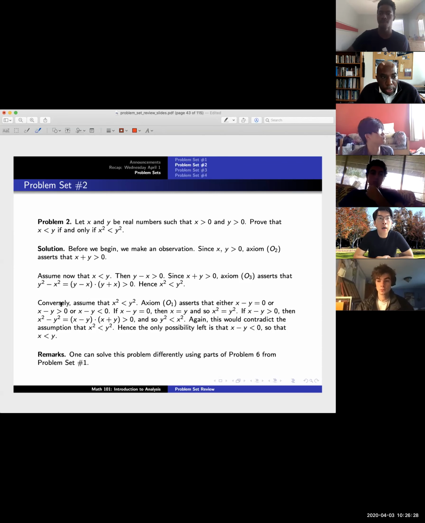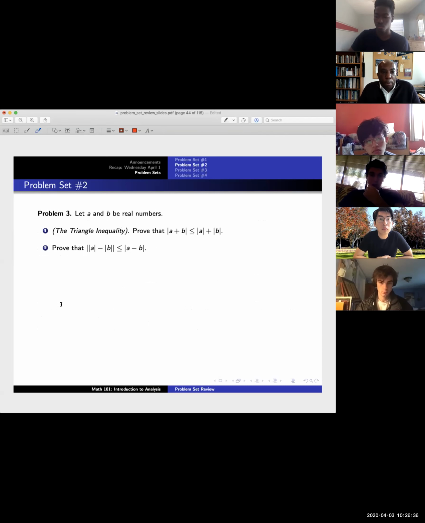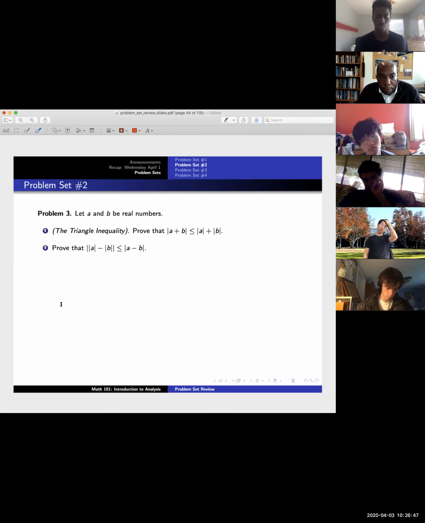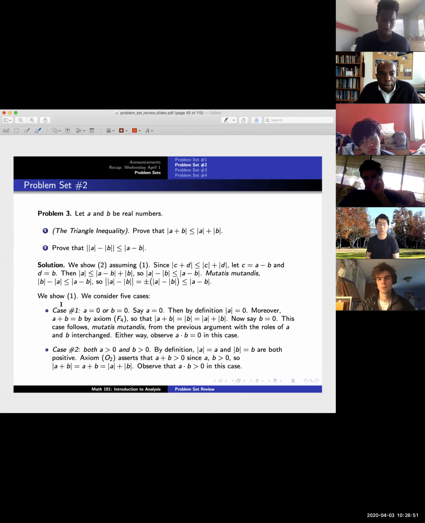Okay, so any questions here on how we did problem 2? Okay, so let's move on. Problem 3 was the triangle inequality. Now, this actually is in the lecture notes. We didn't really do this in class. I think we did maybe 1 or 2 parts because it's kind of a long, nasty proof. But here I've just copied what was in the lecture notes for this slide.